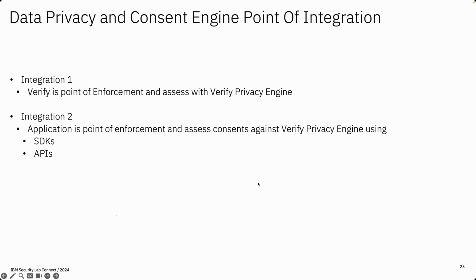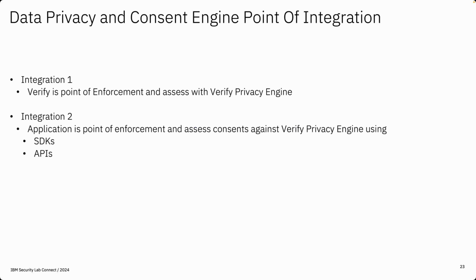So this is, it becomes important to ask what the points of integration with the consent management engine are. What we have seen is, yes, there are some concepts around Verify SaaS, and you can collect consents and write rules which conform to the regulatory rules laid out for the particular region.